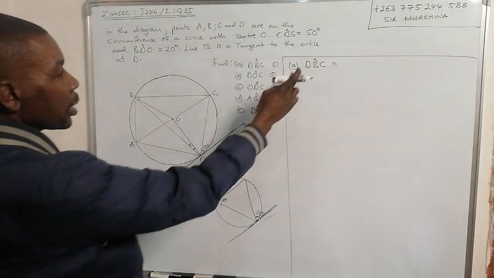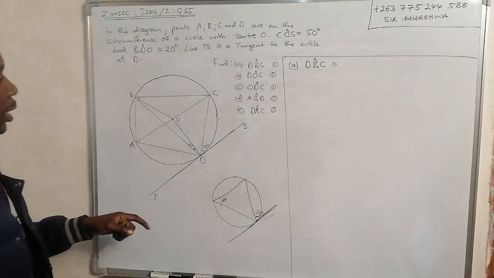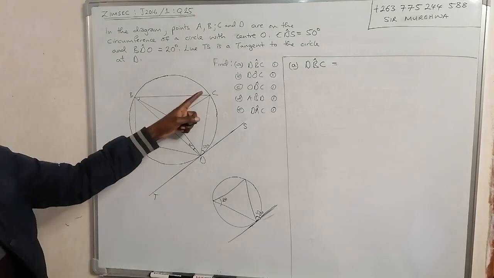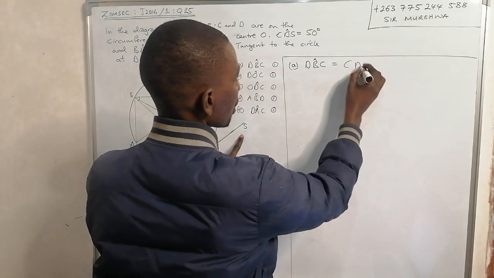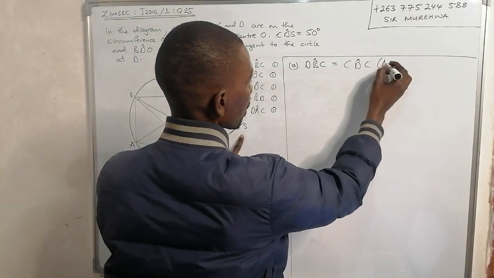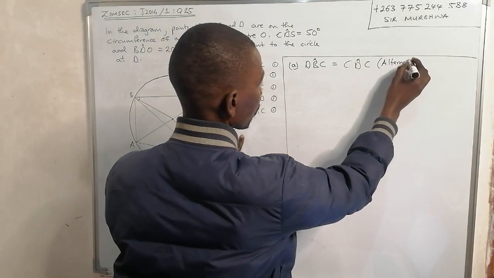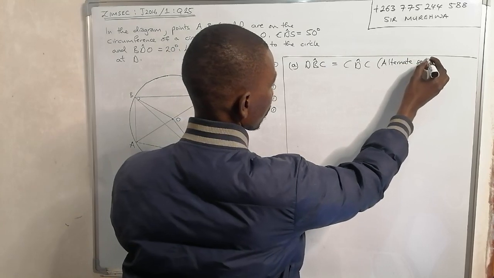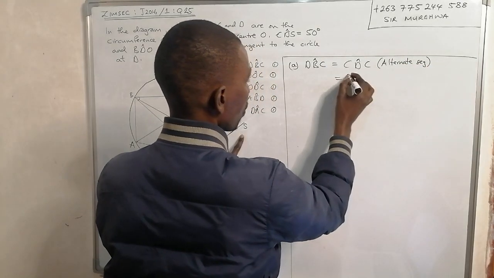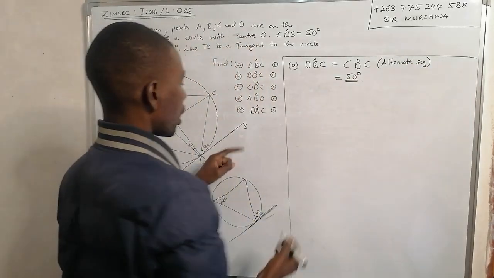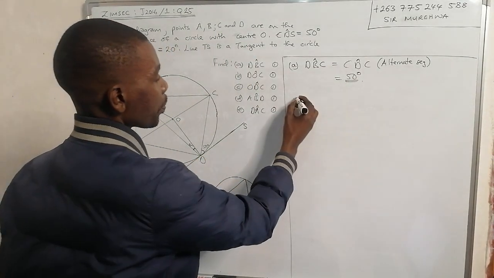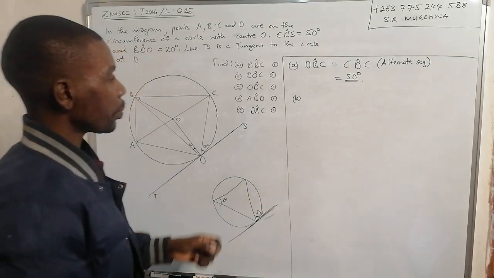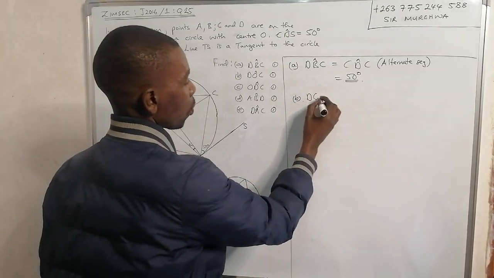So angle DBC is in the alternate segment with CDS, which is equal to 50 degrees. That's how we answer this angle. Then we move on to part B. Part B, we want DOC.